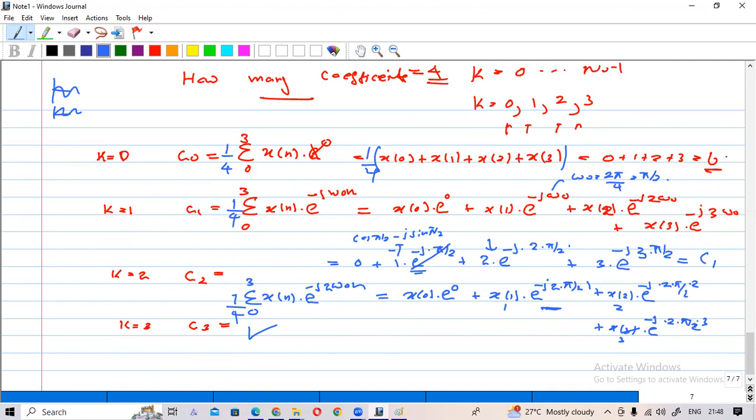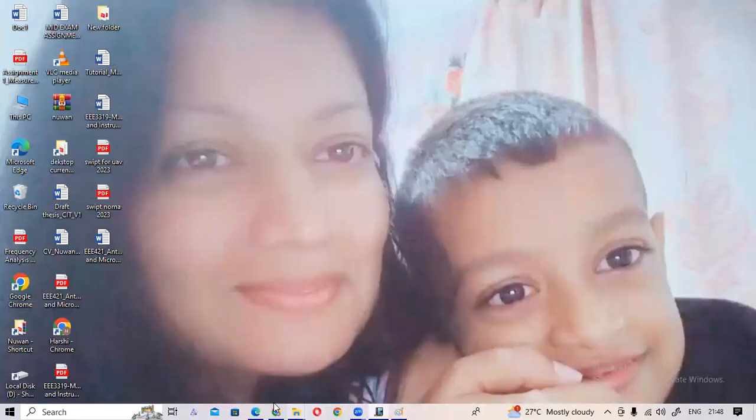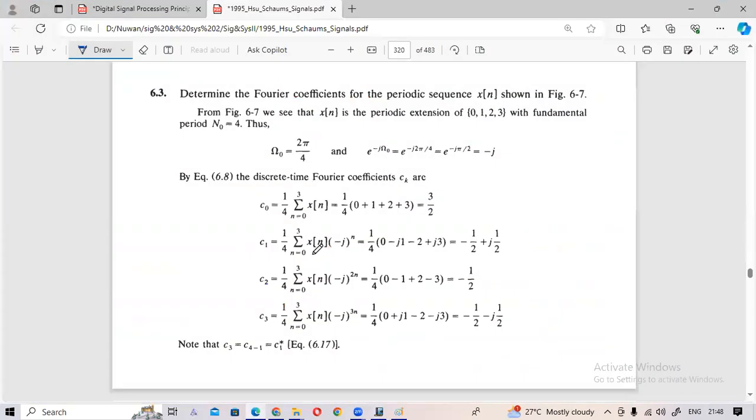That means this one 6 by 4. Okay. So this term also should be divided by 4, should be multiplied by 4. This one also 4. Okay. So don't get confused. Here it should be 1, not 1 by N naught. I forgot that term. Someone reminded me. Okay. So here 1 by 4 is there.